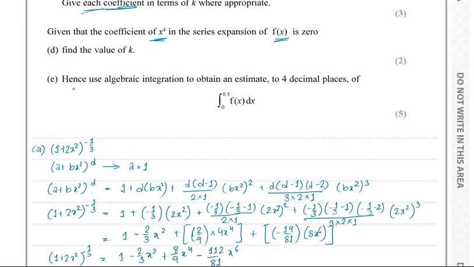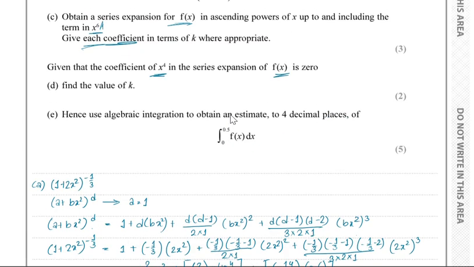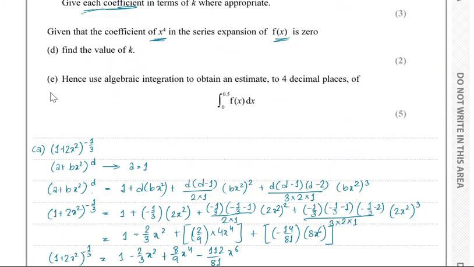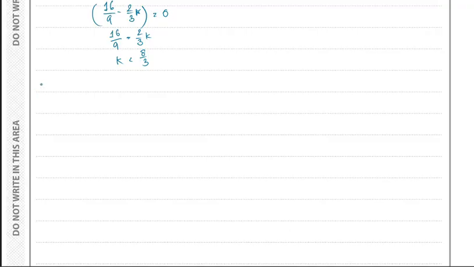So for part E, hence use the algebraic integration to obtain an estimate to 4 decimal places of this. So this is integration now. But for doing that, I will be writing f(x), actually E. This is E. So what we got, f(x) to be 2 plus x squared times (minus 4 by 3 plus k), plus x to the power 4.